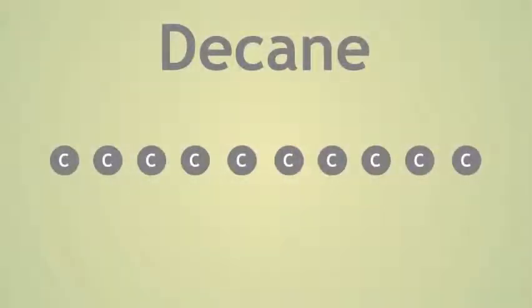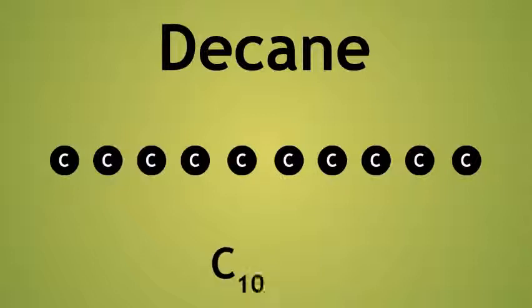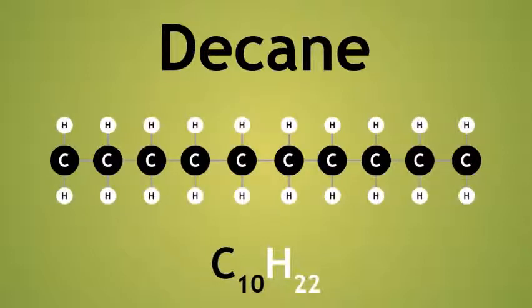For example, decane, an alkane with 10 carbons. Pause the video now and use the general formula to work out the structure of decane. You should have got the answer C10H22, where n equals 10 for the 10 carbons. Therefore, 10 multiplied by 2 equals 20, plus 2 equals 22.